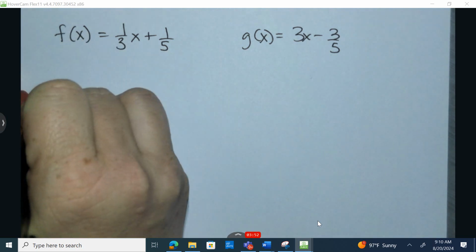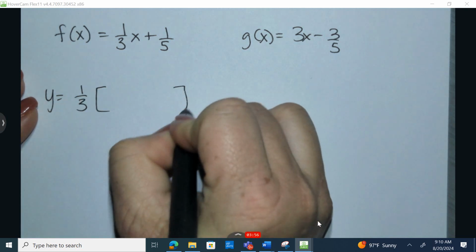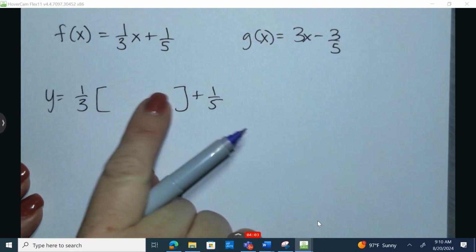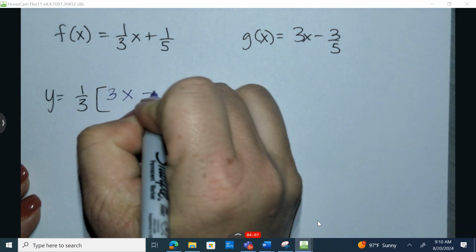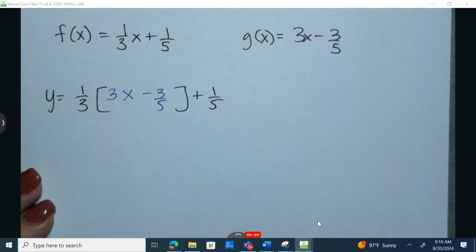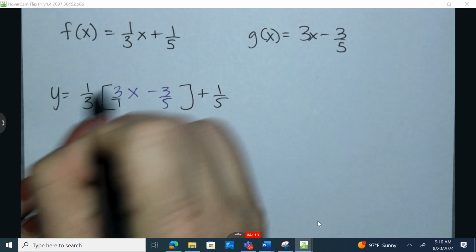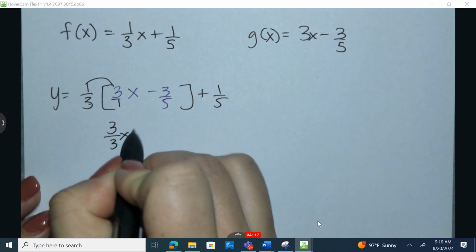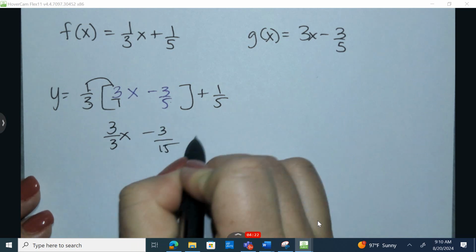So I'm going to call this y. I'm going to write down the first function, and wherever I see an x, I'm going to leave a fairly large space and put either brackets or parentheses in that area. Now, in this open space, I'm going to come to the second equation, and I'm going to write it down. So 3x minus 3/5. Now we're going to go ahead and simplify. Really there's like a 1 underneath, if that confuses you. 1 times 3 is 3. 3 times 1 is 3. Bring down the x. 1 times negative 3 is negative 3. 3 times 5 is 15.